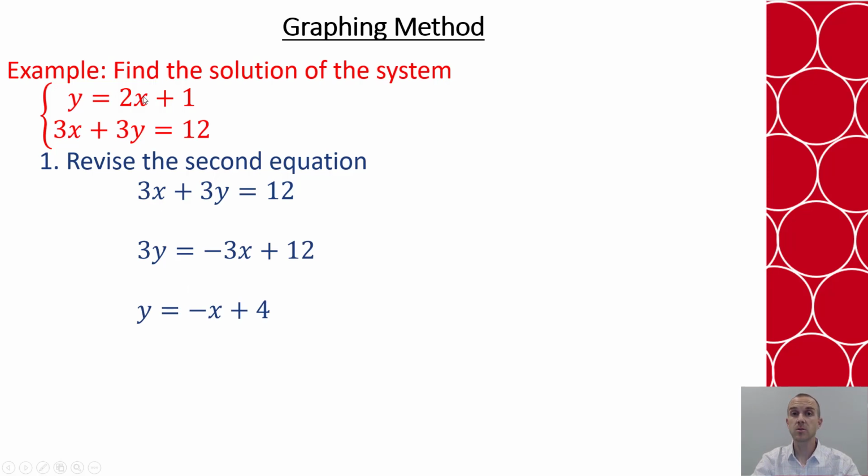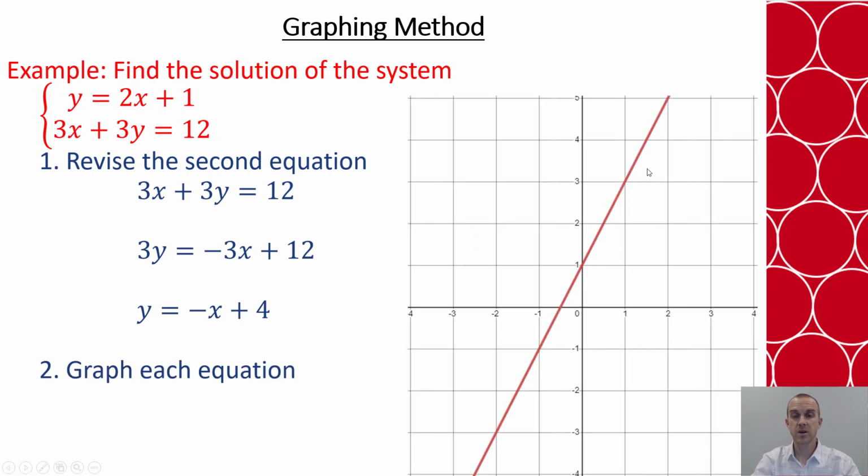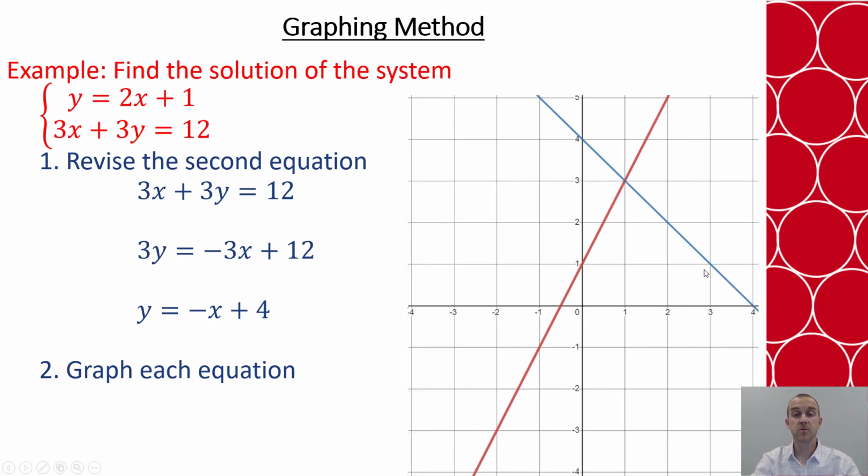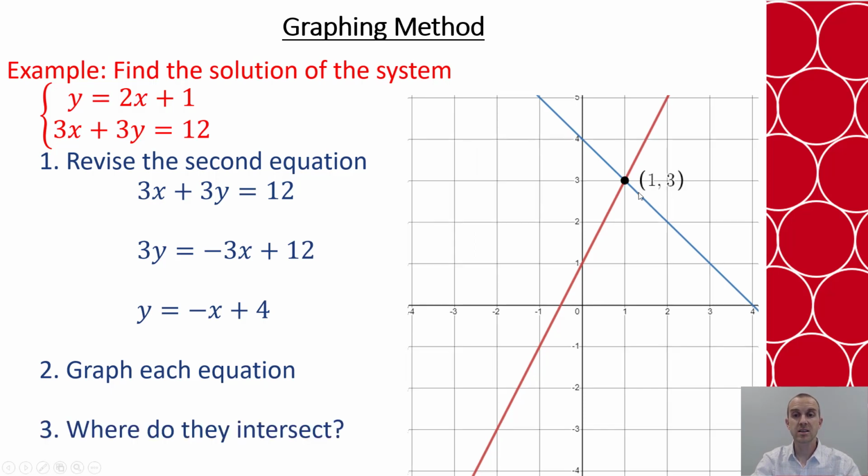Now I have two equations in slope-intercept form. I can easily graph them. So I'll start with the first one, 2x plus 1, and then the second one, negative x plus 4. And I'll look and say, oh, right there is an intersection. And I can see very easily that that is at (1, 3). So the solution to this system is (1, 3).